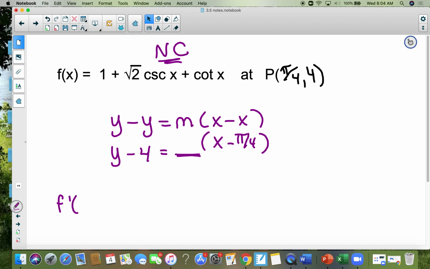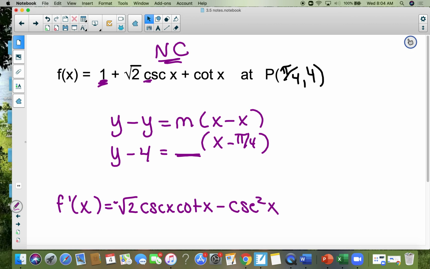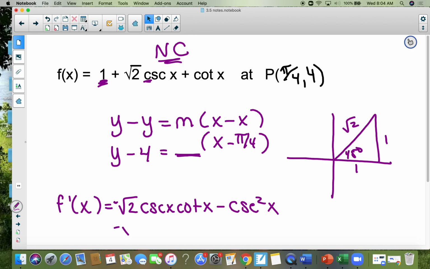So the derivative, which is the slope, the derivative of 1 is gone. I drag the square root of 2 down. And remember, if it's a c, it's a negative, so it's a negative 2 cosecant of x, cotangent of x. And then again the c, so it's a negative cosecant squared x. And what you have to do is put pi over 4 in for all the x's, so this is a non-calculator. 1 root 2, because pi over 4 is 45 degrees. So it's a negative root 2.